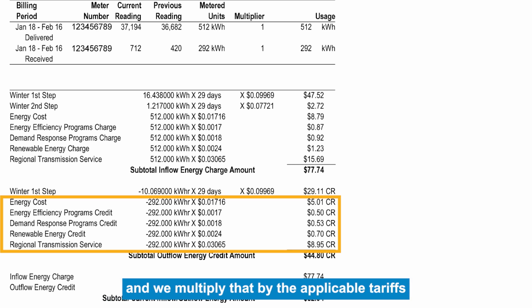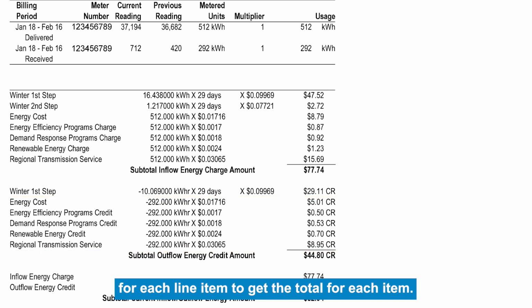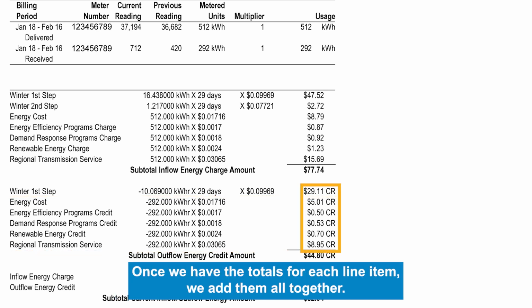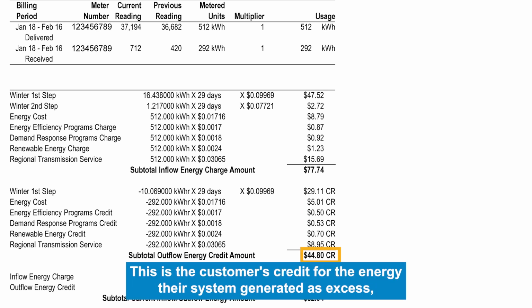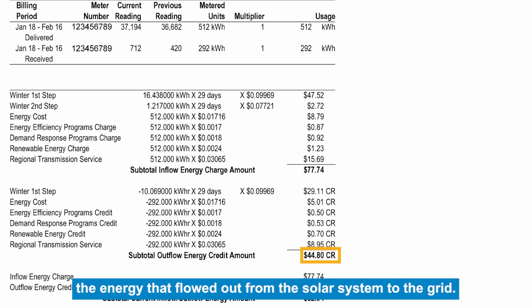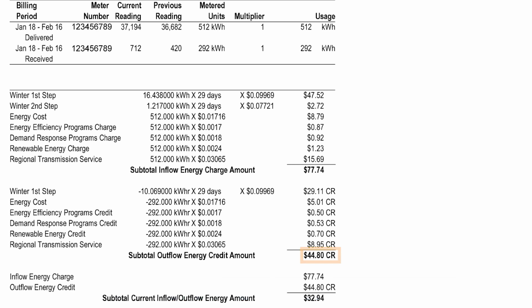To calculate the remainder of the section, we take the received excess usage of 292 kilowatt hours, and we multiply that by the applicable tariffs for each line item to get the total for each item. Once we have the totals for each line item, we add them all together. The amount equals $44.80. This is the customer's credit for the energy their system generated as excess, the energy that flowed out from the solar system to the grid.